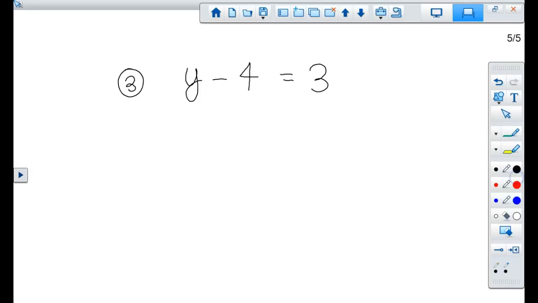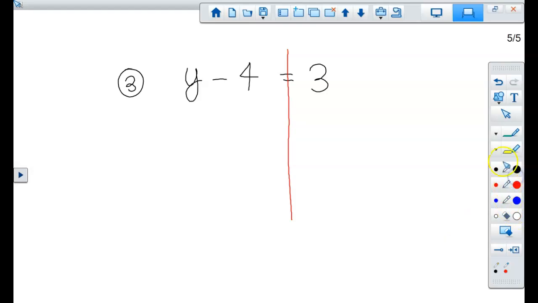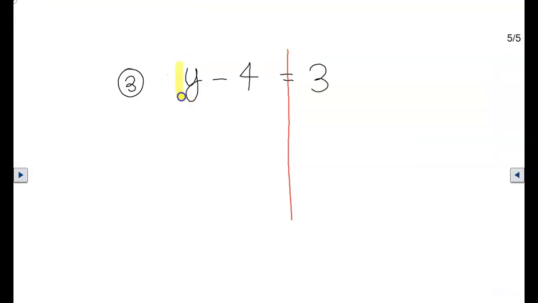Okay, so next up, let's try this. All of these equations are going to be nice and simple, one operation for you to deal with. So we're going to solve y minus 4 is equal to 3. First, draw your line through the equal sign. And then keep your mind on what your goal is. Your goal is to get y by itself.